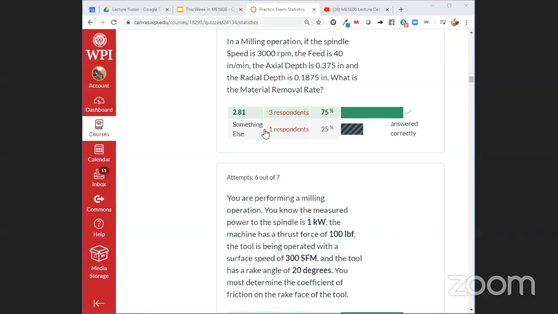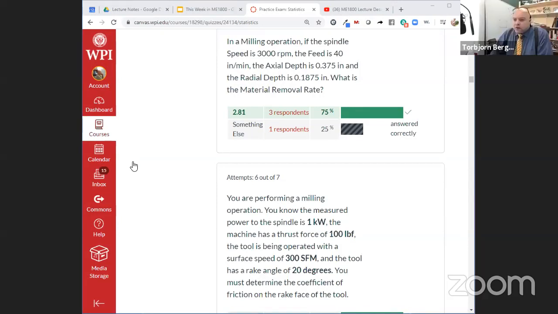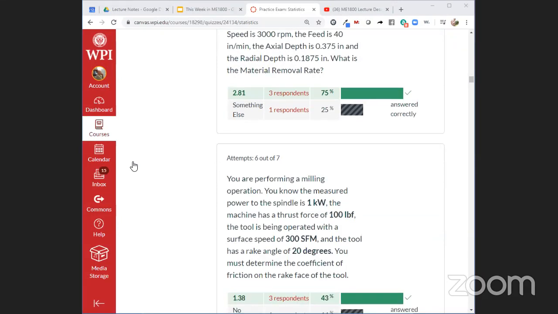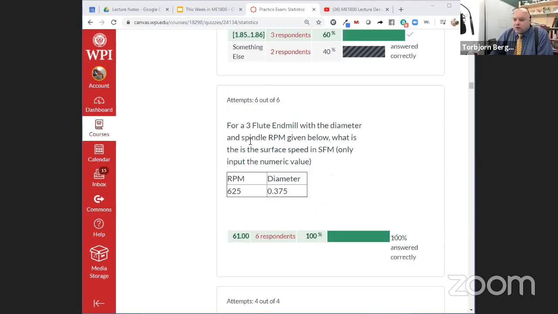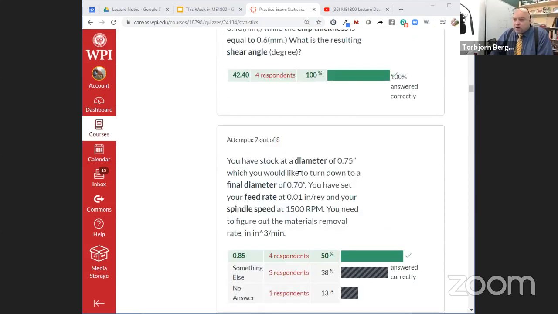But in general, everybody did pretty well. This one looks like about half the people got it right. So stock diameter of 0.75, you're going to turn to a final diameter. Your feed rate is this, your spindle speed is this. And again, it's material removal. Well, I had help from a Chinese graduate student creating this question. So it's the material removal rate.